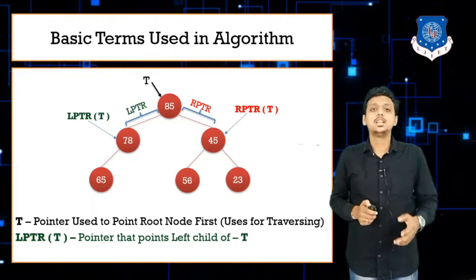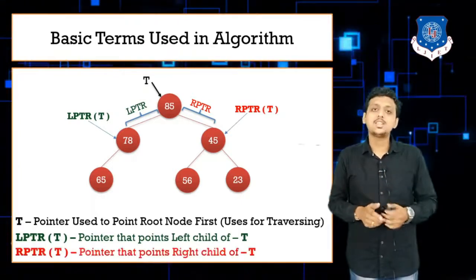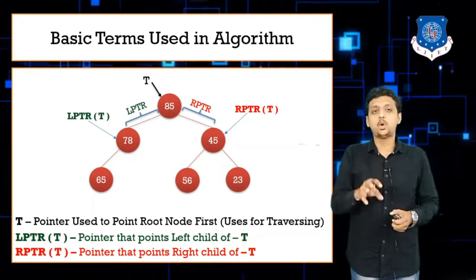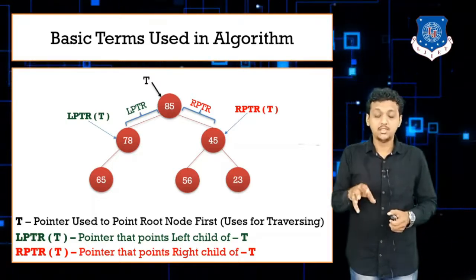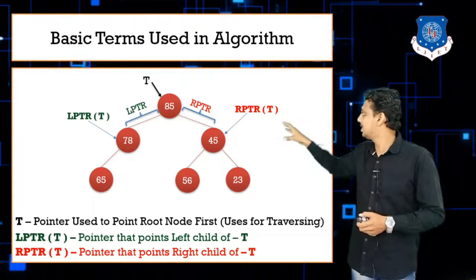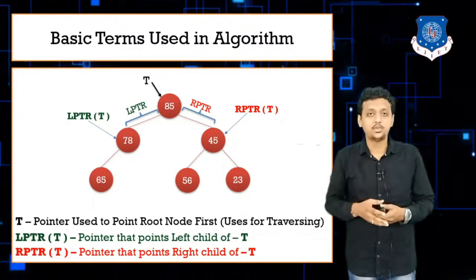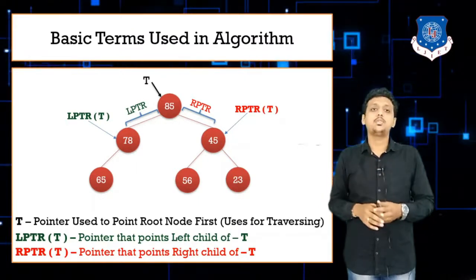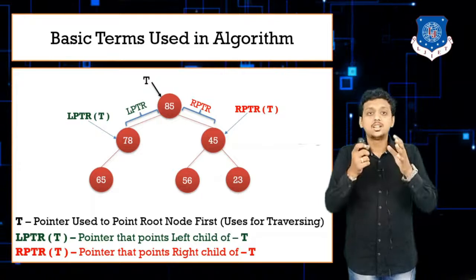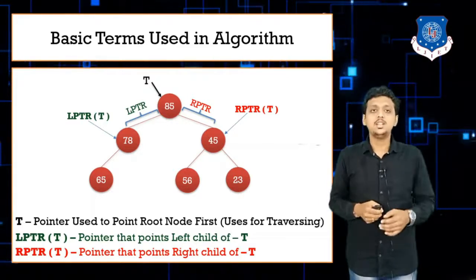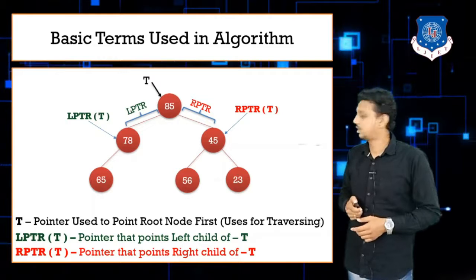So students, here three terminologies are there. First, T pointer is used to point to a root node, okay, where we are going to start the traversal. Then LPTR of T, that shows the left pointer of T, and RPTR of T shows the right pointer of T. Fine. So let's begin with the next algorithm.